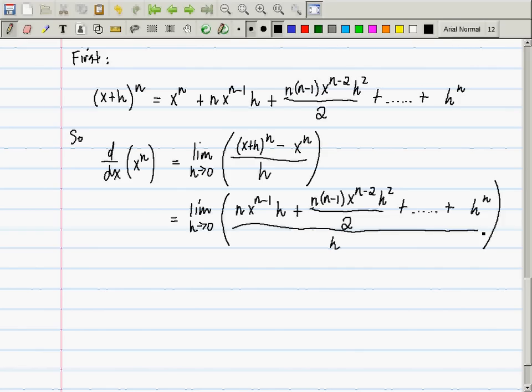Now, I can't plug in the limit point right now because if I did, the denominator would be 0, which would be a problem in and of itself. But what would the numerator evaluate to?